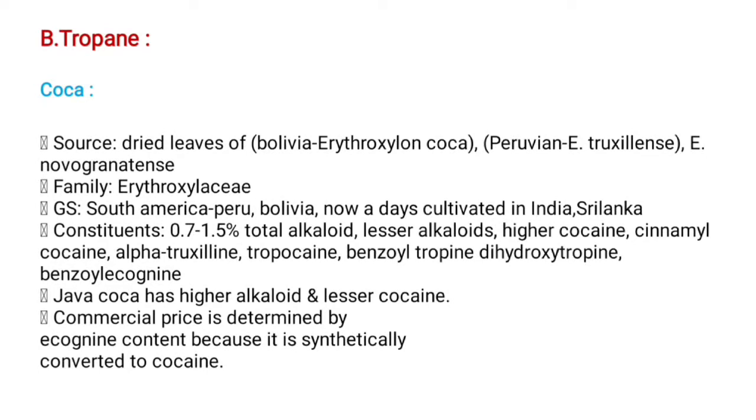Chemical constituents: it contains 0.7 to 1.5% total alkaloid. Lesser alkaloids are higher cocaine, cinnamyl cocaine, alpha-truxilline, tropacocaine, benzoyl tropine, dihydroxytropine, benzoyl ecgonine. Java coca has a higher alkaloid and lesser cocaine content. Commercial price is determined by ecgonine content because it is synthetically converted to cocaine.